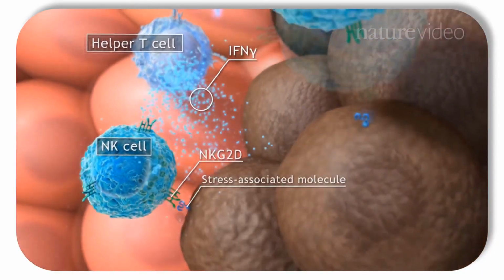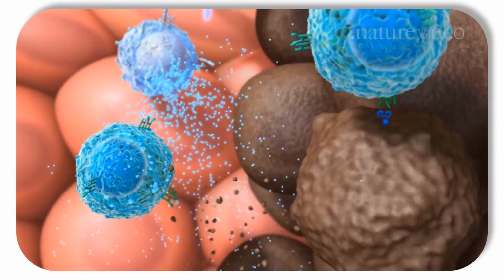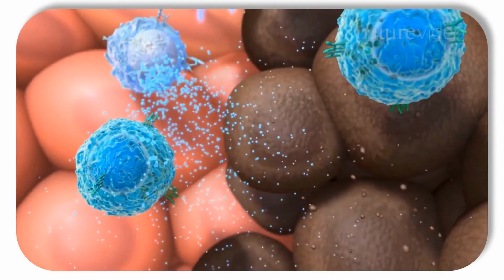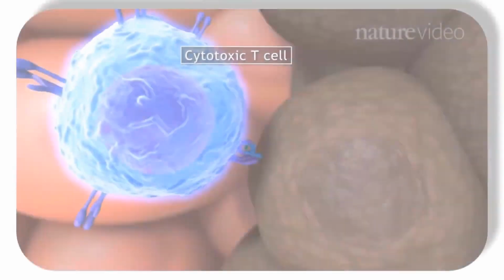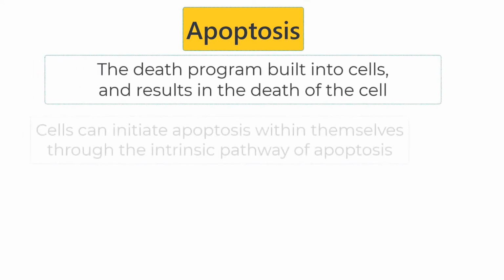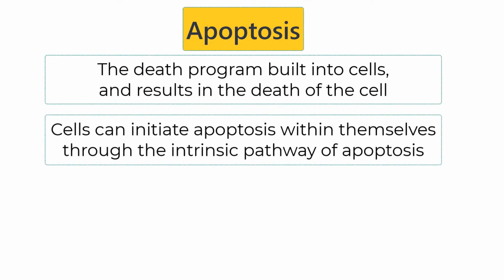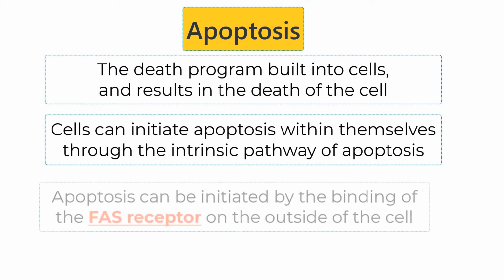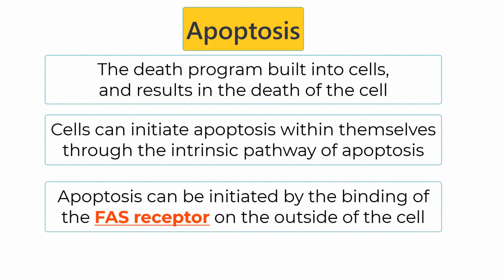When a CD8 T cell binds its receptor to the tumor antigen on the MHC1 on cancer cells, it signals the T cell to kill the cancer cell. The T cell can also kill cancer cells by directly inducing apoptosis. Apoptosis is the death program built into cells and results in the death of the cell. A cell can initiate apoptosis within itself through the intrinsic pathway of apoptosis. However, apoptosis can also be initiated by another cell binding the FAS receptor on the outside of the first cell. This is the extrinsic pathway of apoptosis.